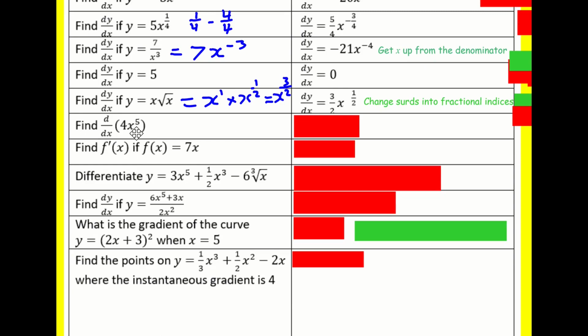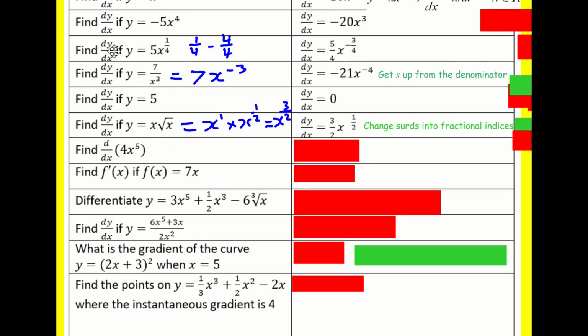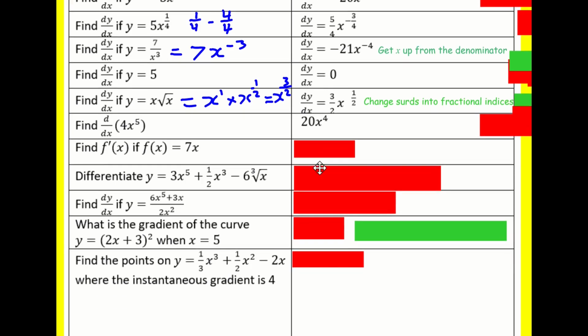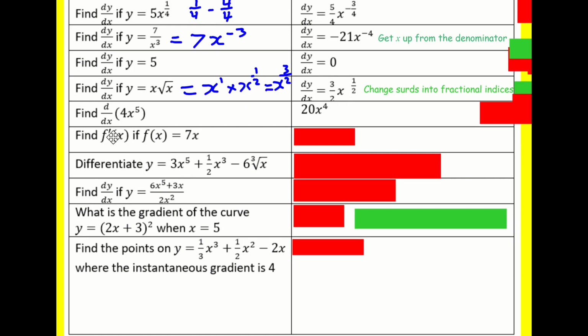All right, next one. This is very similar to some earlier ones, but now I'm using different notation. I'm still saying I want to differentiate it, okay? And the answer: I bring the power down, I reduce the power, 20x to the 4. Next one, same sort of thing, just different notation. Differentiate 7x. This is what this is saying. So 7x is my second special case. I just get 7 as my answer.